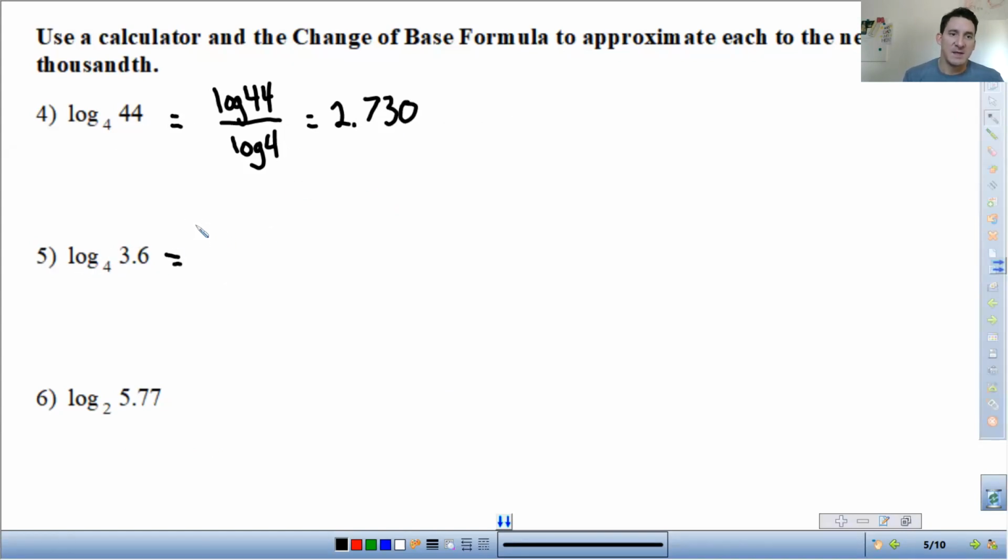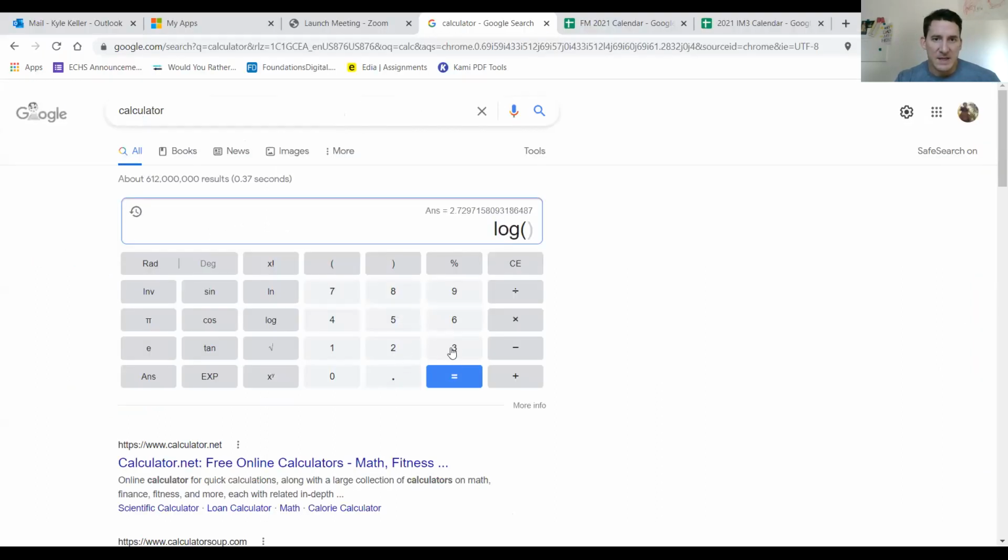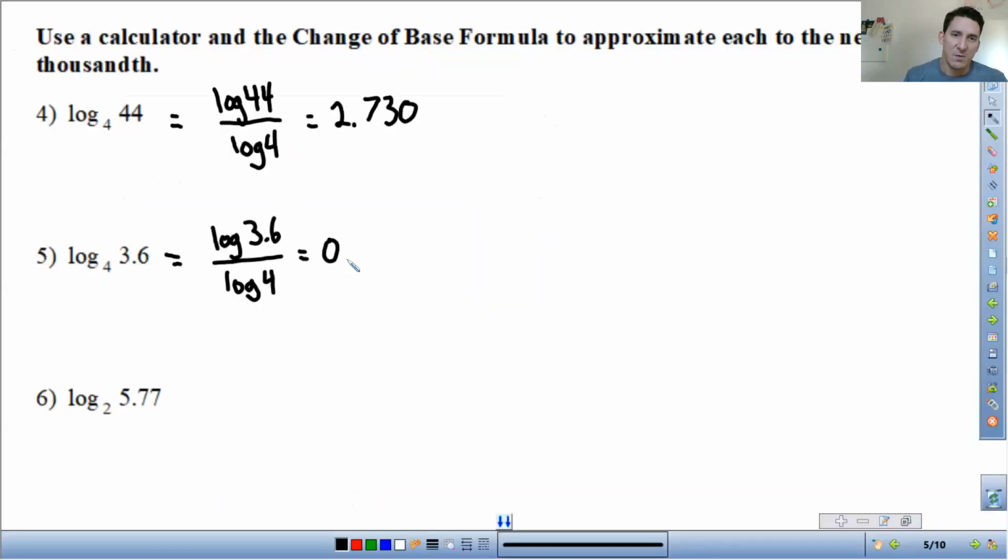So just rewrite it, change the base. Again, I'm going to use log base 10 because that's what's in the calculator. So log base 10 of 3.6 divided by log base 10 of 4. Again, go to the calculator to evaluate that. So let's switch over to the calculator. It's going to be log base 10 of 3.6 divided by log base 10 of 4. That comes out to 0.923, so 0.924 rounded. Let me make sure I switch the share. So 0.924.